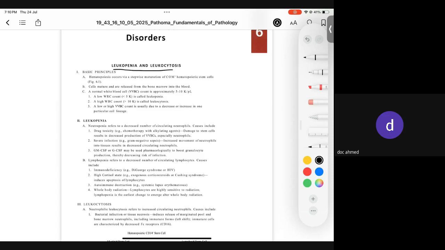So, before discussing leukopenia or leukocytosis, we should know the normal level of leukocytes inside your body. In Pathoma, it's written 5 to 10, but it's considered to be 4K to 11K in most of the other literature books, or most of the other pathology books.